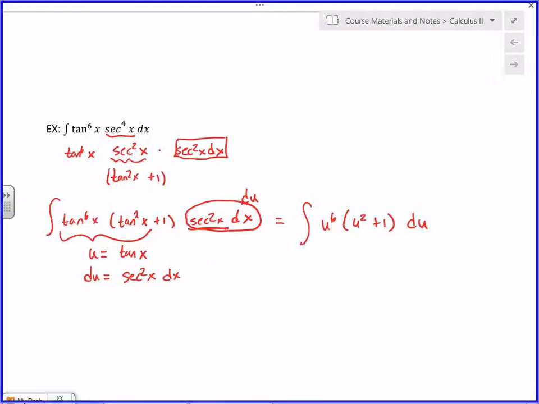If I had secant to the sixth of x dx, I would have a secant to the fourth, and I would peel off a secant squared of x dx. Now I can turn the rest into secant squared of x squared, and make that 1 plus tangent squared of x squared. Then I can replace that with u. It's okay that it's squared, because I'm going to replace it with u, and then I don't have trig functions to worry about at all.